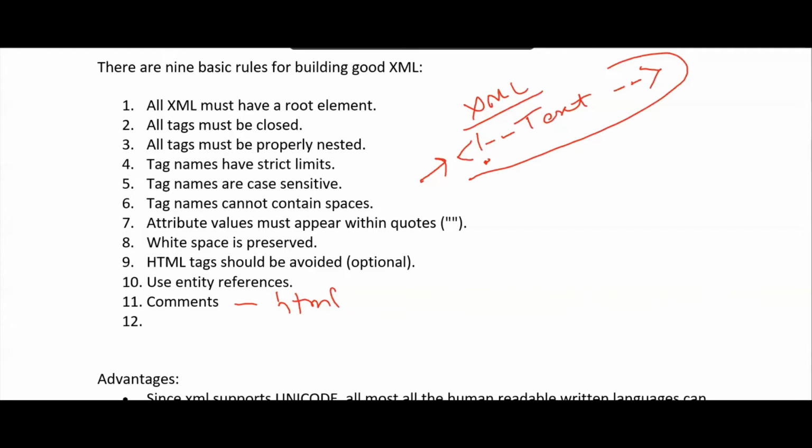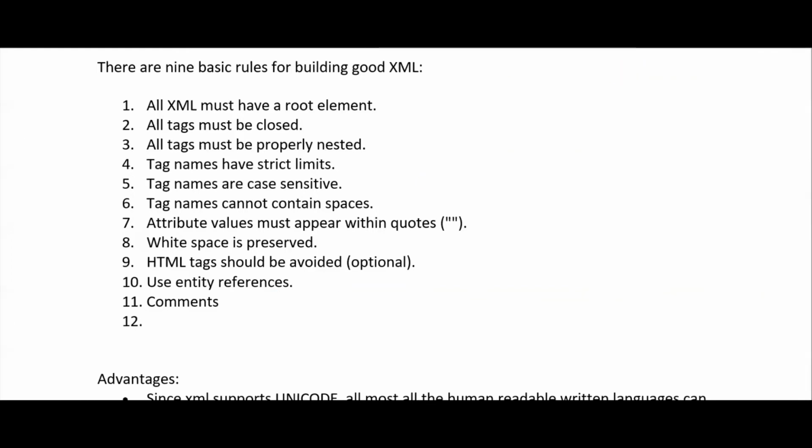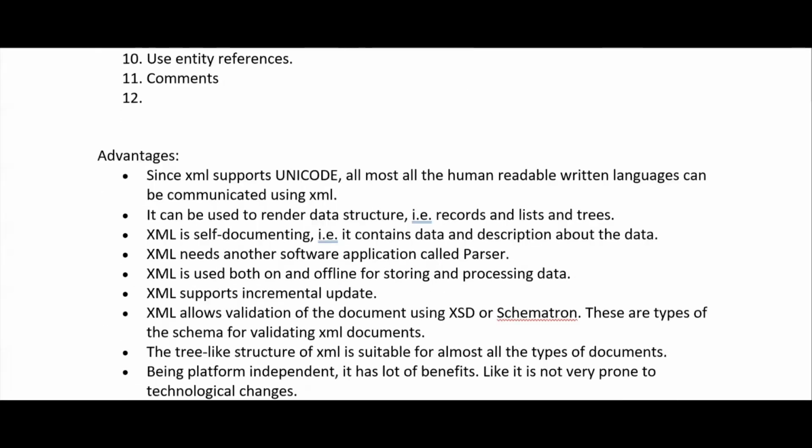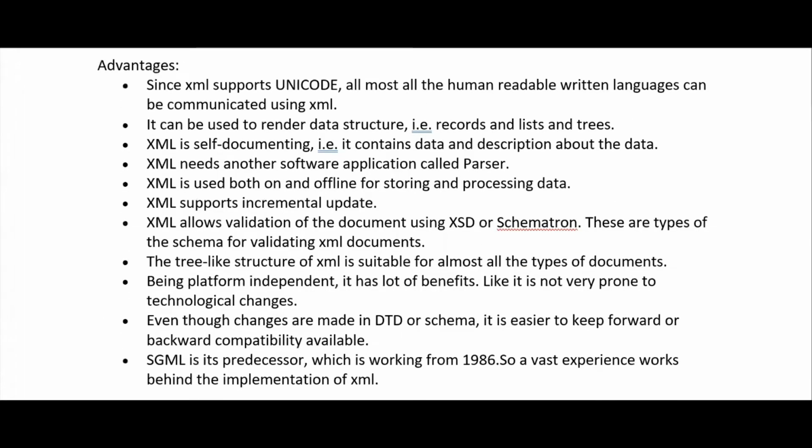Okay, so these are the rules that we need to follow to make a good XML document. Now let us look into the advantages of XML. The first one is, since XML supports Unicode, almost all human readable and written languages can be communicated using XML. It can be used to render data structures, that is records, lists, and trees. XML is self-documenting, that is, it contains data and a description about the data, as I already told you in the definition. And XML needs a parser.